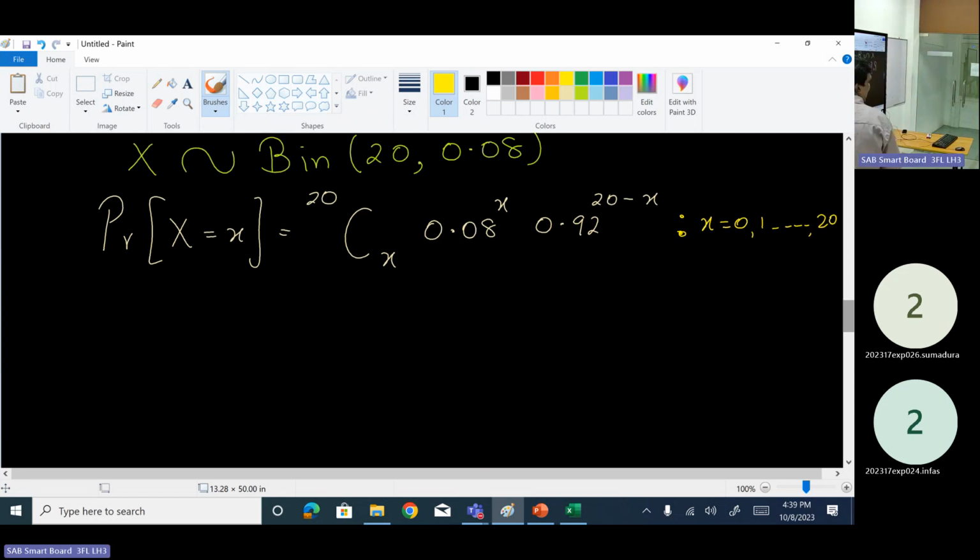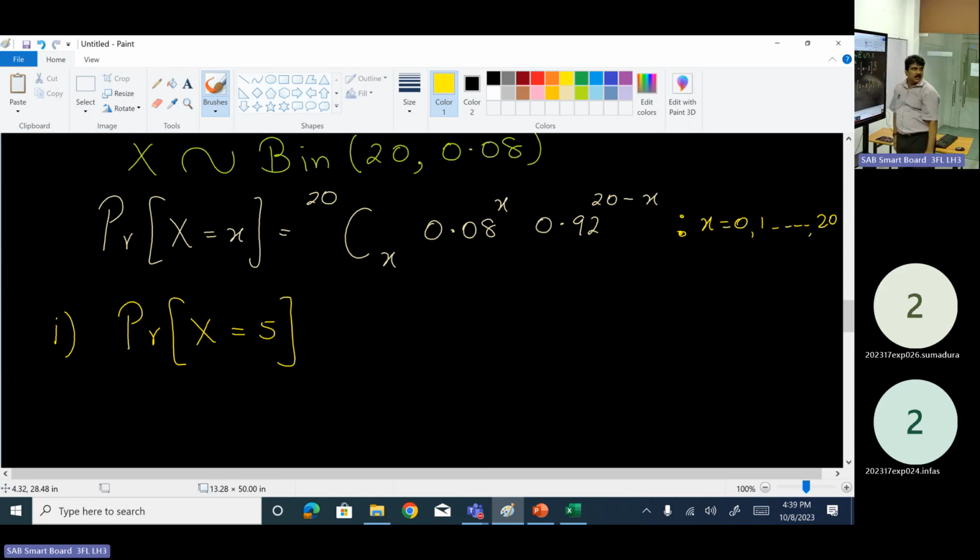The first part is exactly fine. Probability of 5 broken. So we have taken x as the number of broken, so x equals 5. If you have defined it as the number of working computers, you have to go for 15. 5 broken means 15 should be working.